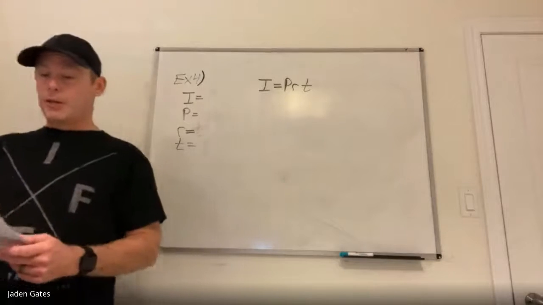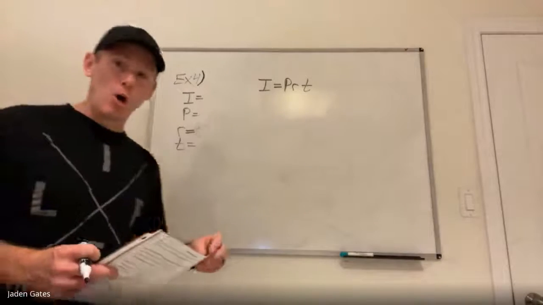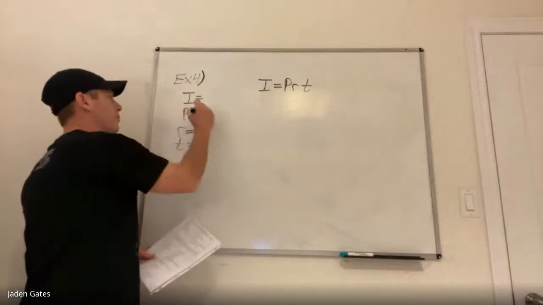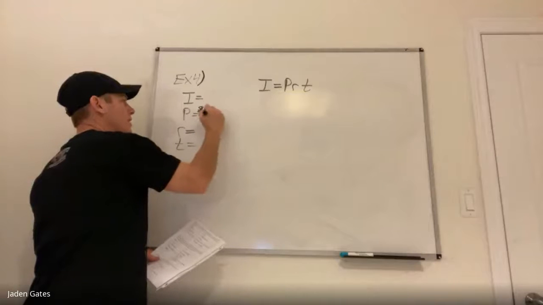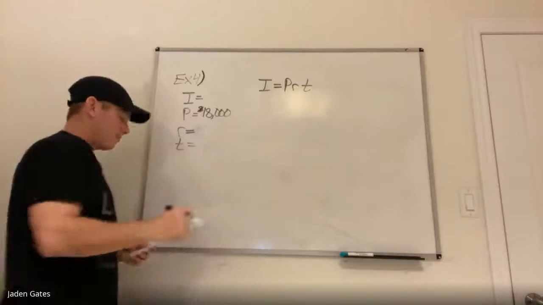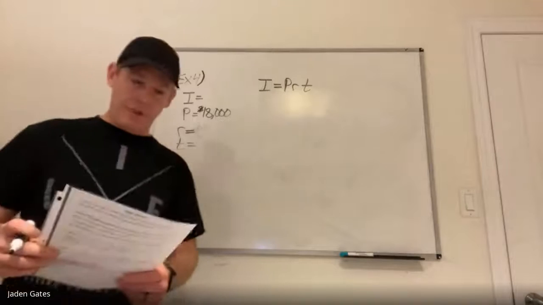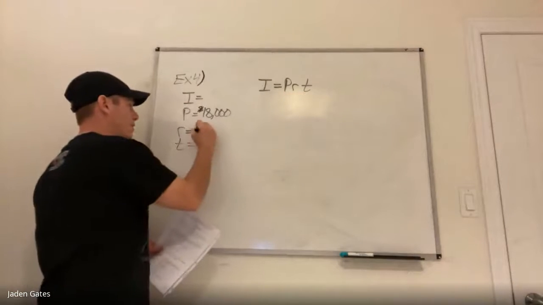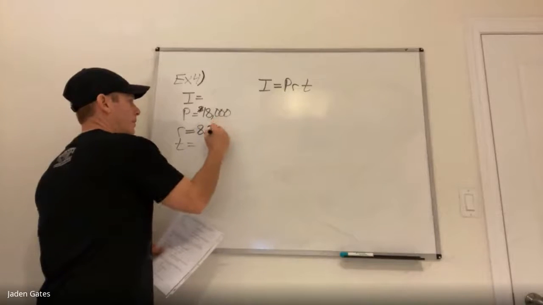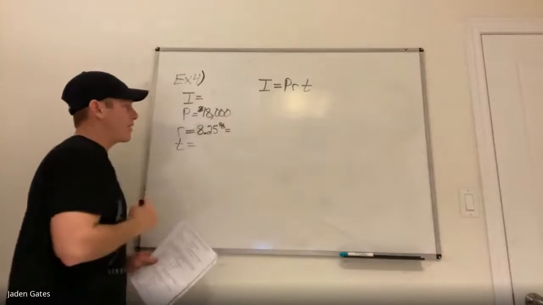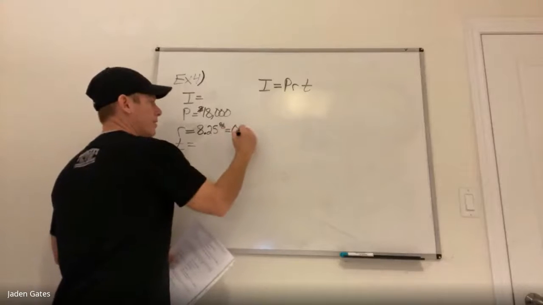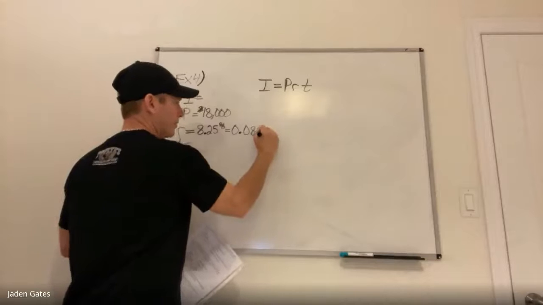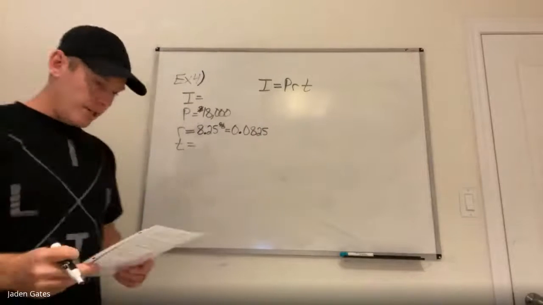All right. So we have a borrower this time, not a lender. Beth owes $18,000. So that's the principal. That's how much she initially owes, $18,000. Now this loan's interest rate is 8.25%. Again, I'm going to divide that by 100% to make it a decimal. So I have 0.0825.